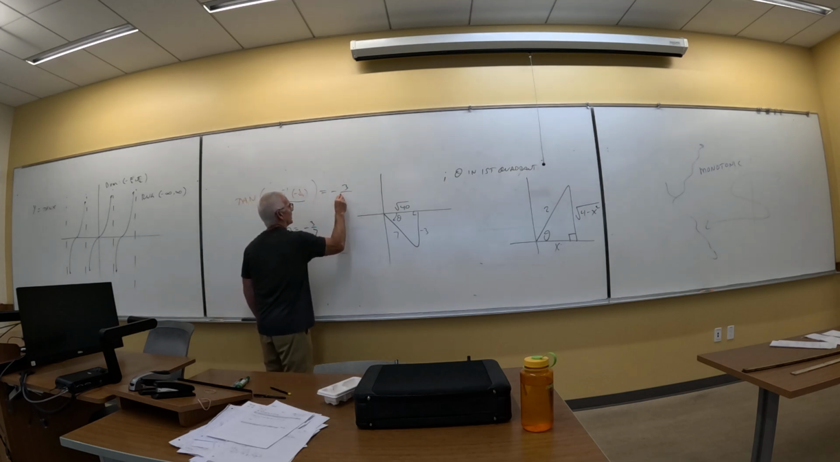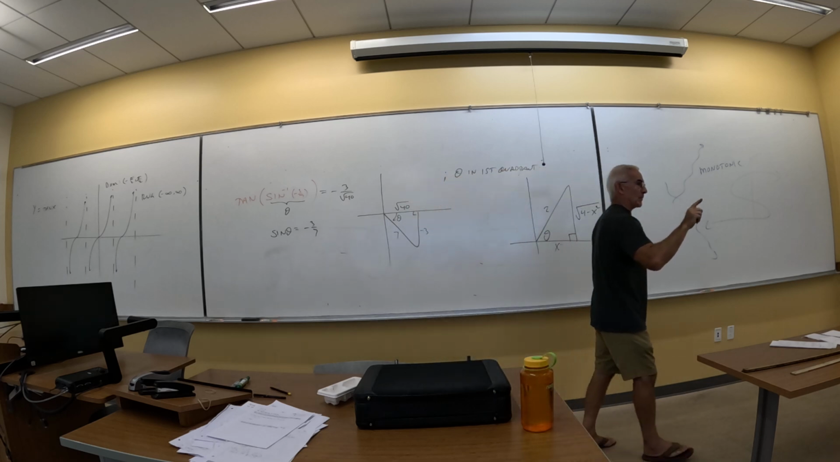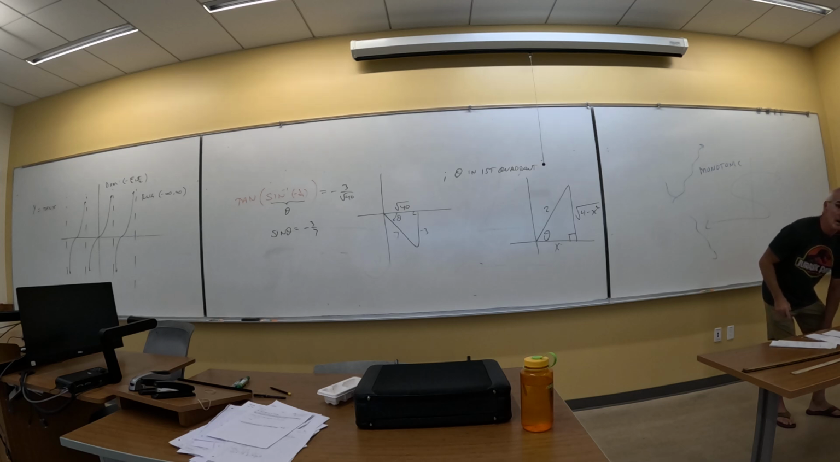-3 over root 40. My angle had to be in the fourth quadrant. And we know that the tangent of a fourth quadrant angle is also negative. So that's a good thing.